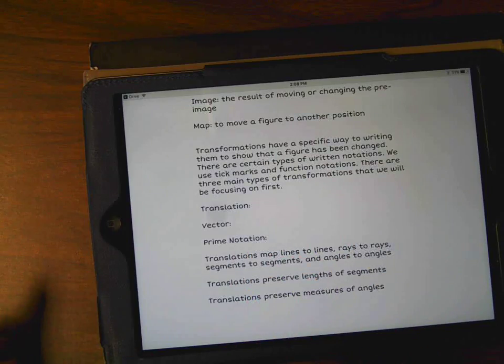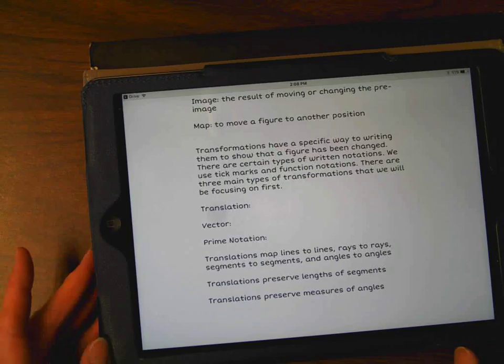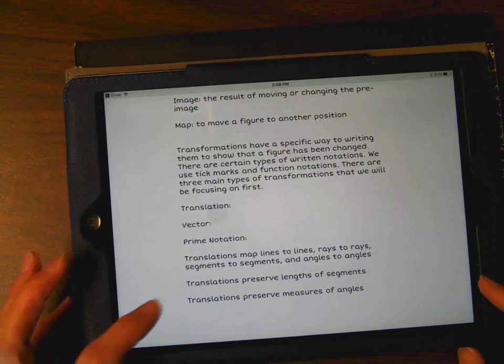Prime notation is what I did to the S in the image where I put that tick mark. Remember, prime notation is the tick. The number of ticks tells you the number of changes, okay? So we only changed that heart one time, so I put S prime. If I had moved it again, then it would be called S prime prime, okay? So prime notation is not a new word for you. You guys know what prime notation is.